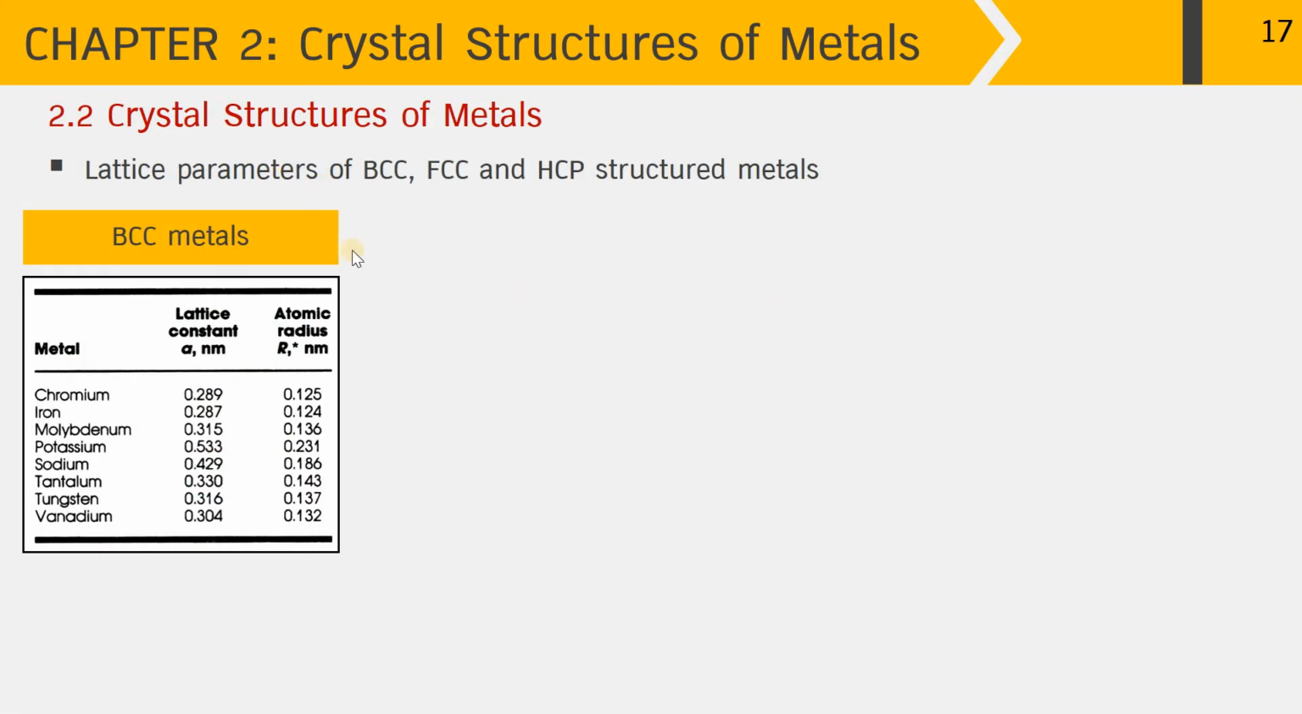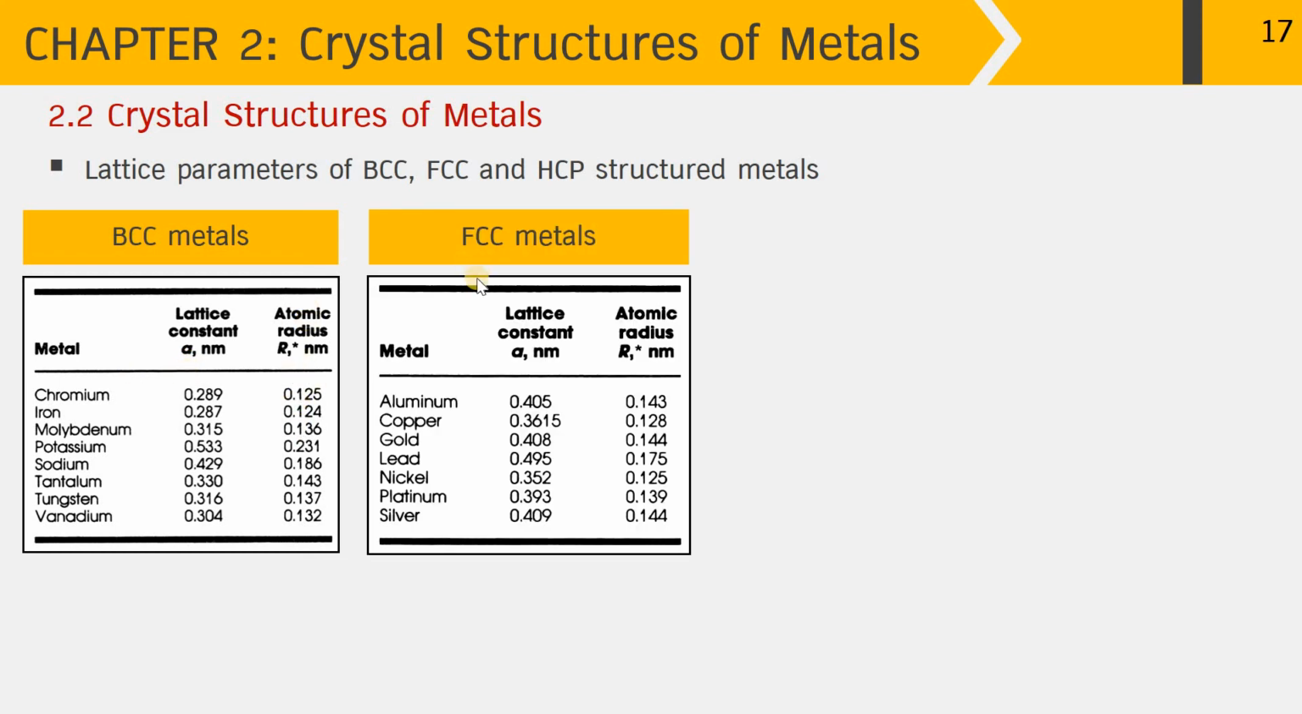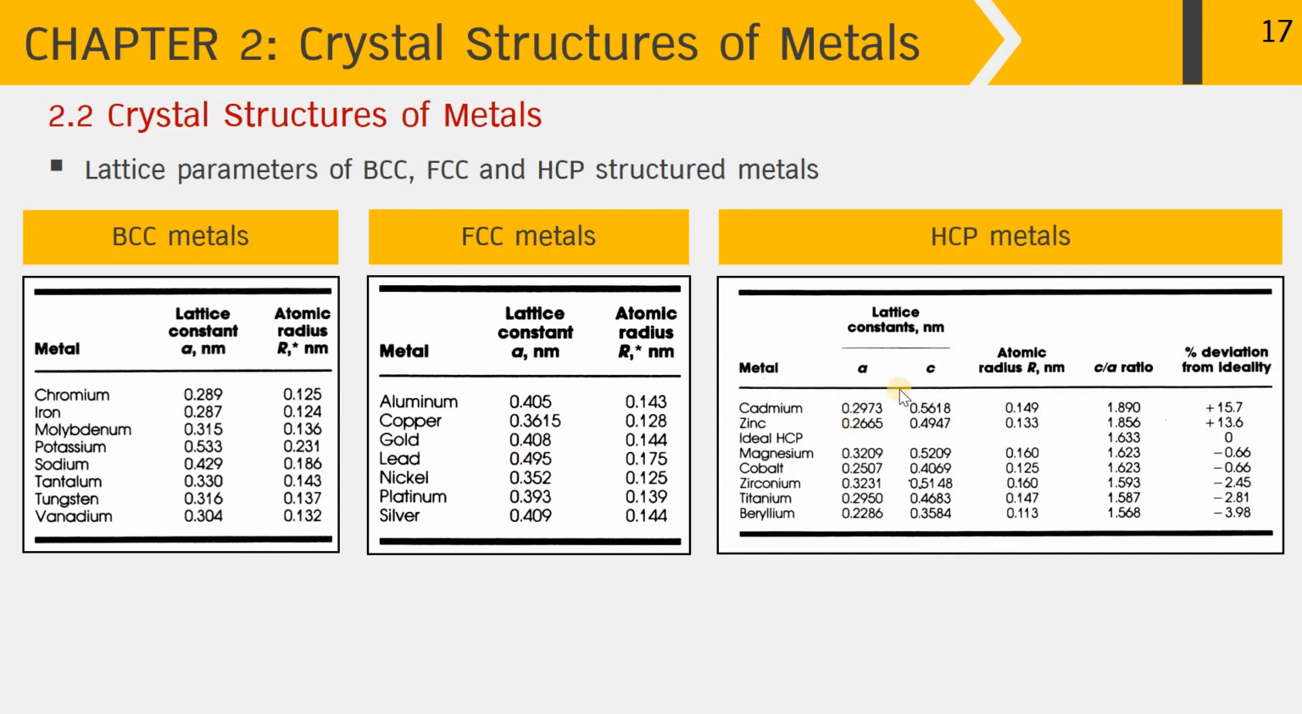Now this slide summarizes the lattice parameters of BCC, FCC, and HCP structured metals. First the BCC metals, giving you a range of metals such as chromium, iron, molybdenum, and so on, with their lattice constant and atomic radius. And then the FCC metals, including aluminium, copper, gold, lead, nickel, platinum, and silver. And last one for the HCP metals, having two lattice constants, which are a and c. And normally in this case, we also have the c over a ratio.